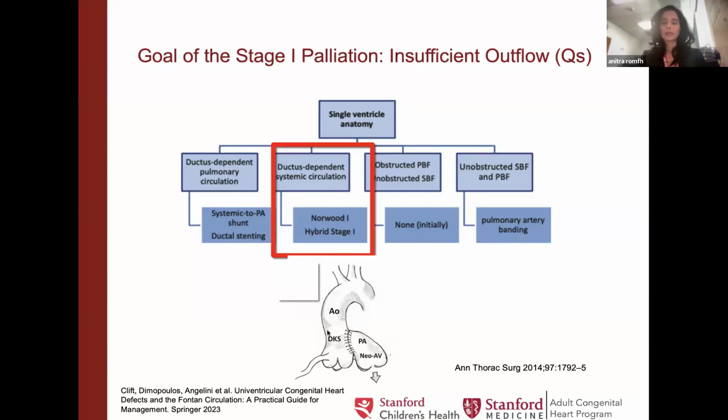So this is a diagram showing amalgamation of the PA to the aorta so as to construct a nice systemic outflow. And then, of course, we would establish a proper source of pulmonary blood flow, either through a Sano or a systemic to pulmonary shunt, as I showed earlier.